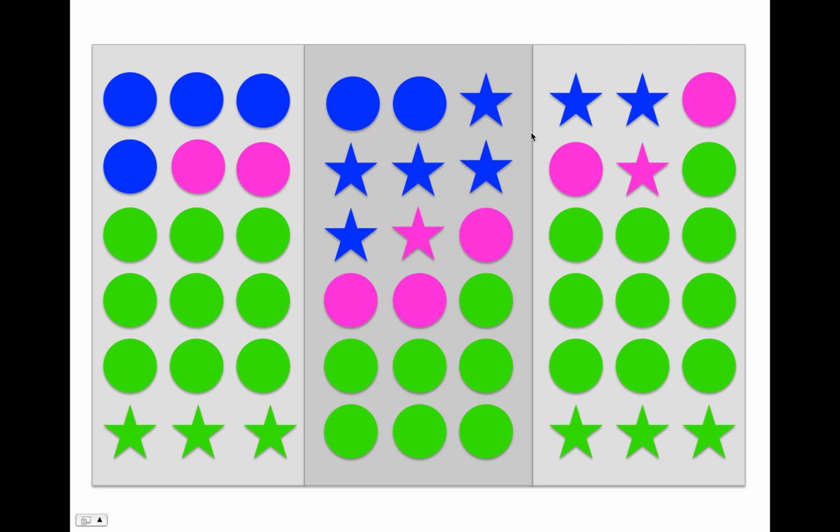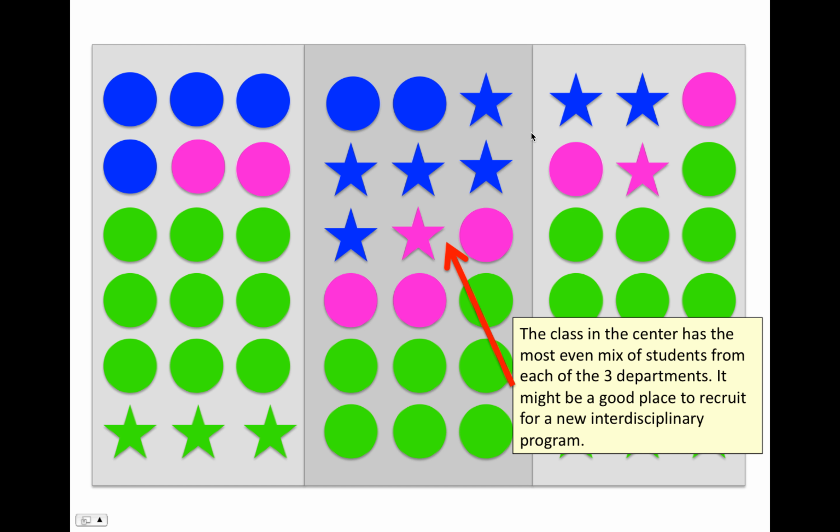Similarly, I could also sort the students in a class based on the color of the objects, or in other words, which school they come from. And you can see that here, in the class in the middle, I have a pretty even mix of students from the 3 departments of the schools. So what does that mean? That means maybe this is a good place to recruit for a new interdisciplinary program, right? Like computational art or something.